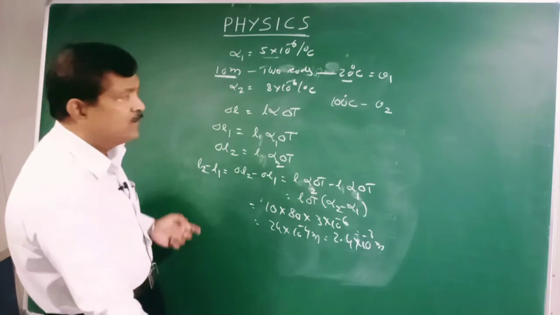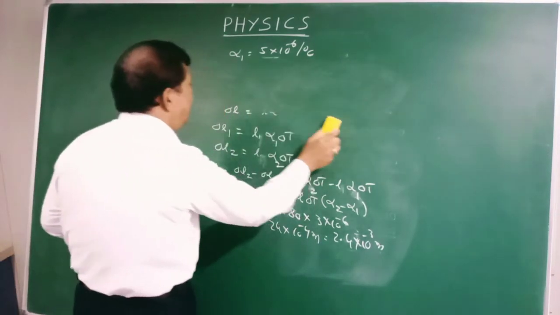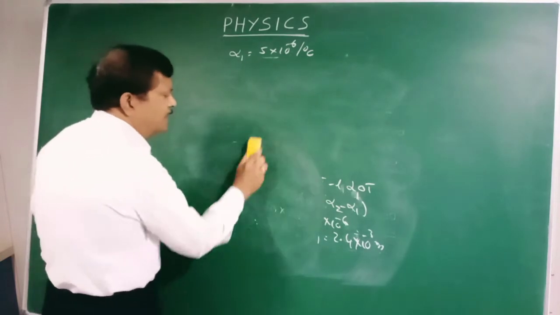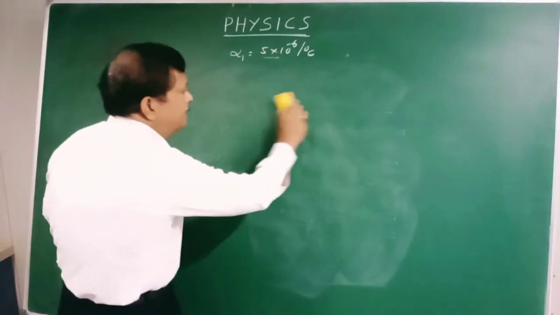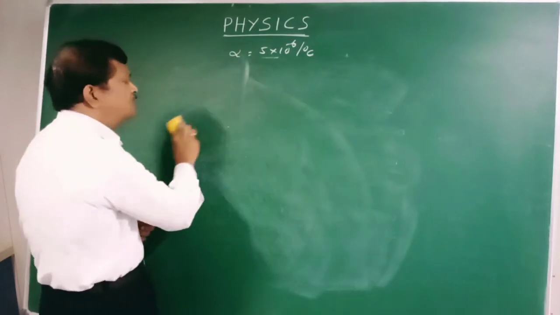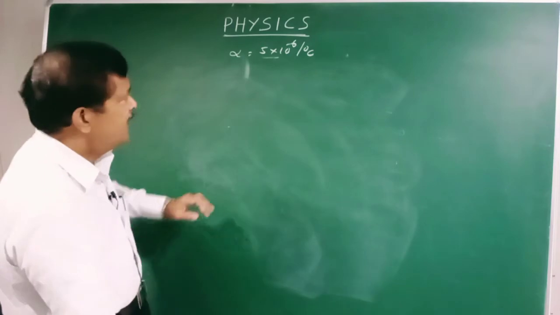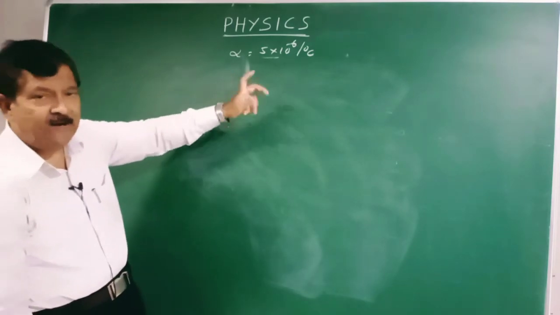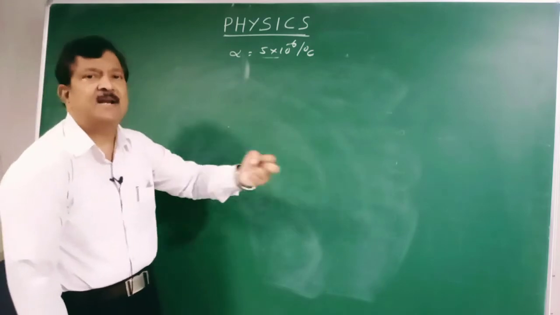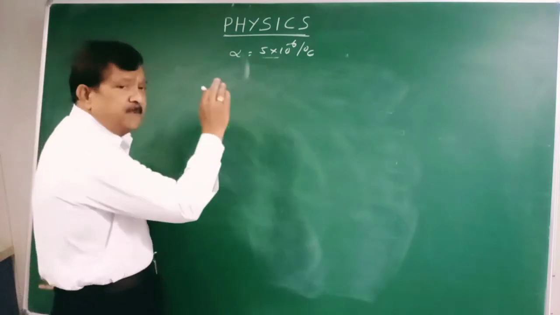Now let us move on to another numerical example. Suppose I have taken a scale made up of a material whose value of alpha is 5 into 10 power minus 6. I am taking this alpha value so that it is easy for calculation and we can easily understand. Now alpha is 5 into 10 power minus 6 per degree centigrade.